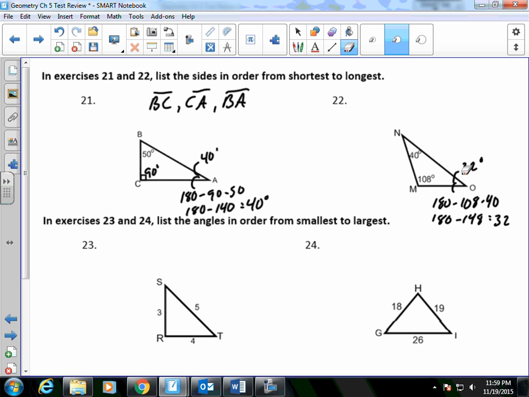So O is the smallest angle. So the side opposite that angle is going to be the shortest side. So that is NM, being the shortest side. Then the next one's going to be opposite the 40-degree angle. So that would be MO. And then the longest side is going to be opposite the biggest angle, which is 108 degrees. So that is NO.